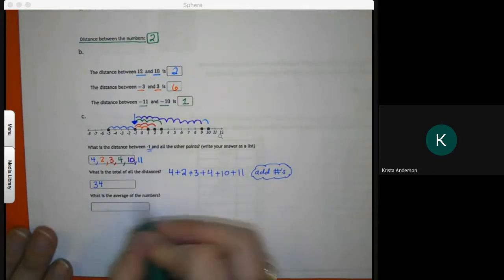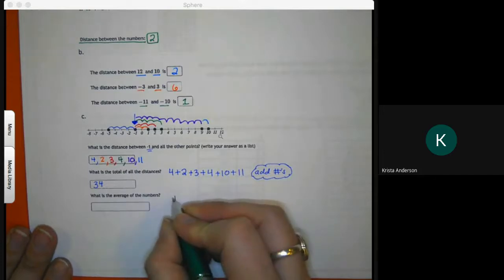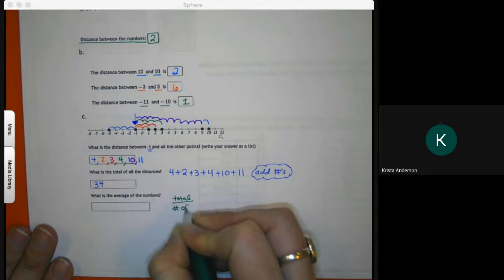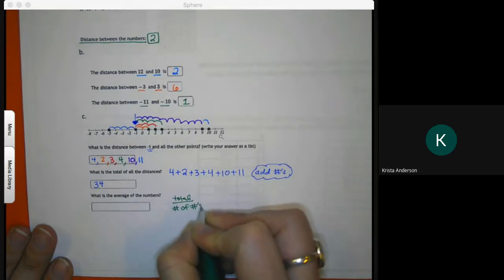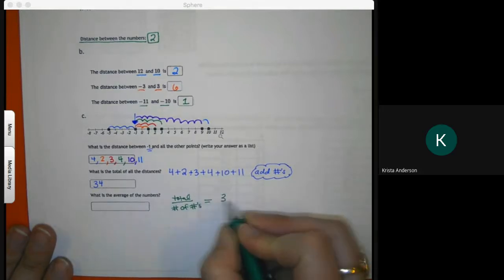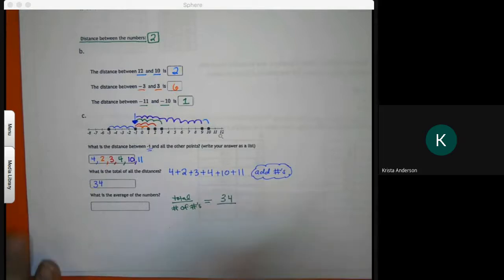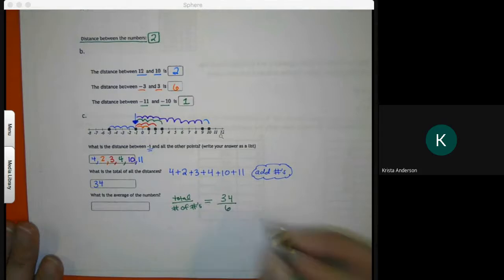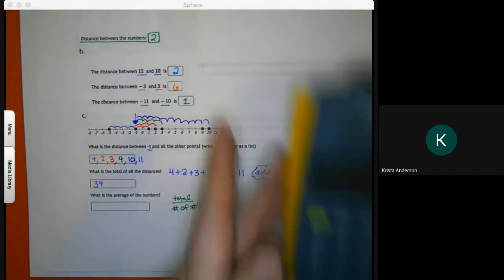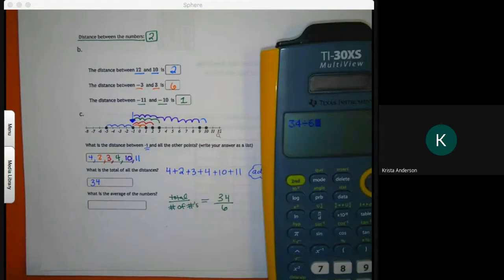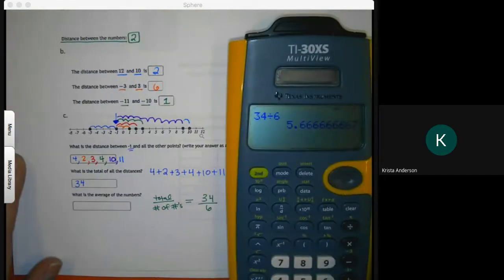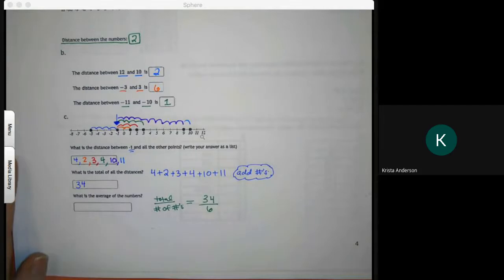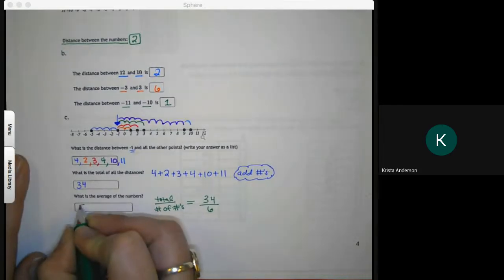Then when it wants the average, I'm going to take the total and divide it by the number of numbers, which looks weird. So I'm going to take 34 and divide it by 1, 2, 3, 4, 5, 6 numbers that were added up together. 34 divided by 6 is 5.6666. So I'm going to round it to 5.7.